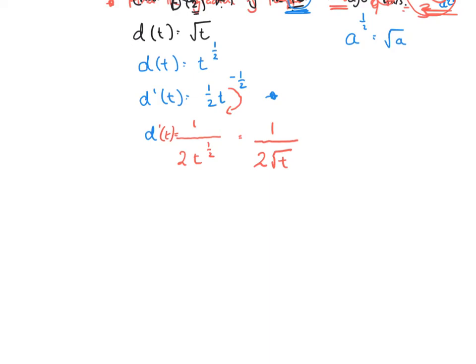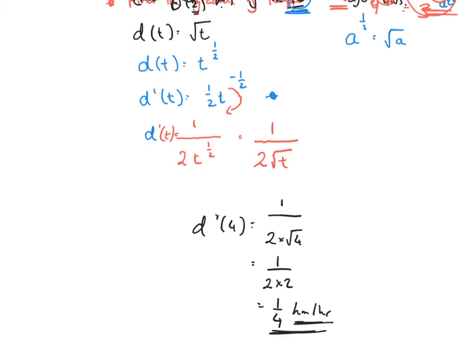Okay, now we want to find out what's happening after 4 hours. So I sub in that t equals 4, and that's going to be 1 over 2 lots of root 4. It's 1 over 2 times 2, and that is 1 over 4. So the distance, or rather the speed, is given by 1/4 kilometres per hour. And putting in the units gives meaning to my answer as well, which I need to do because the thing is in a real life context.